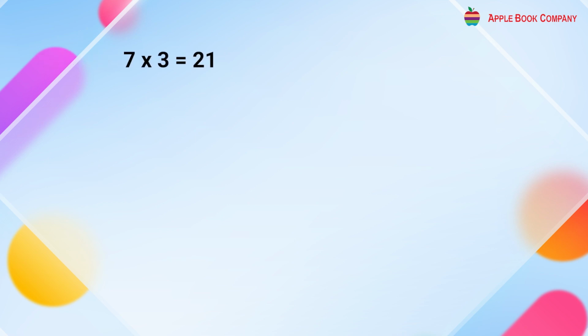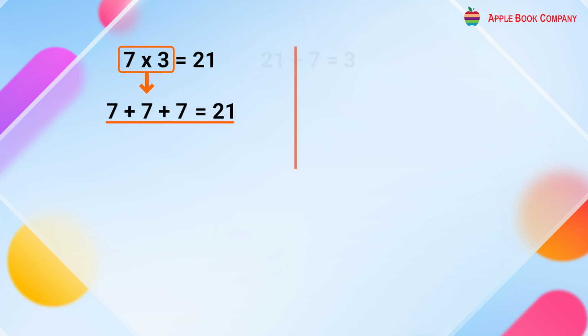Division and multiplication. 7 into 3 is equal to 21. It means 7 written 3 times. So 7 plus 7 plus 7 is equal to 21. Multiplication is repeated addition. 21 divided by 7 is equal to 3.